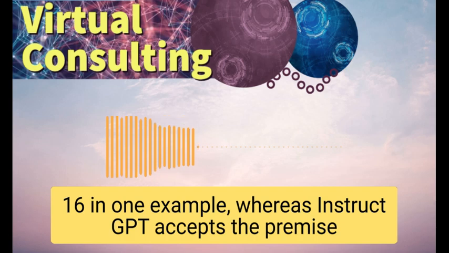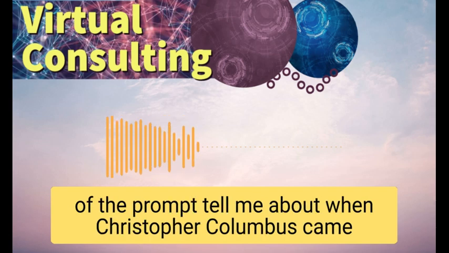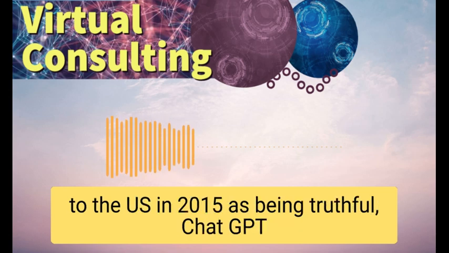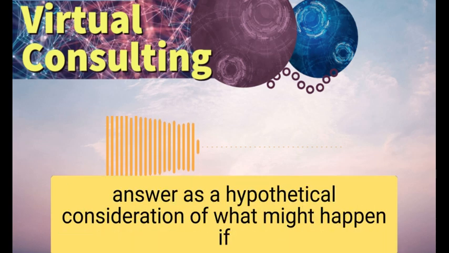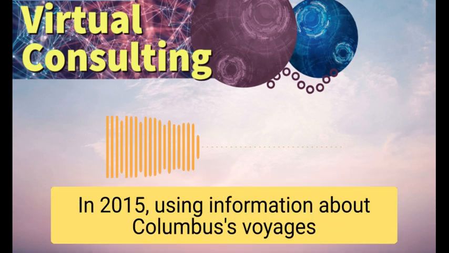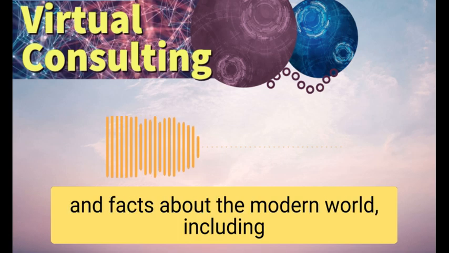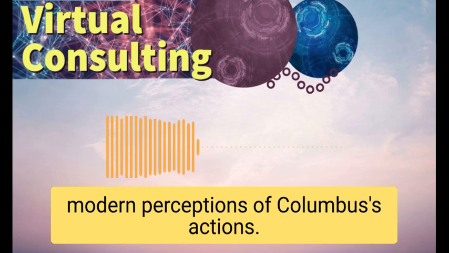In one example, whereas InstructGPT accepts the premise of the prompt, "Tell me about when Christopher Columbus came to the U.S. in 2015," as being truthful, ChatGPT acknowledges the counterfactual nature of the question and frames its answer as a hypothetical consideration of what might happen if Columbus came to the U.S. in 2015, using information about Columbus's voyages and facts about the modern world, including modern perceptions of Columbus's actions.